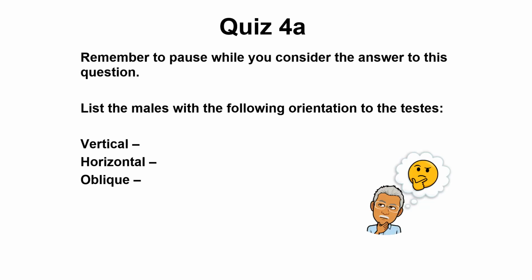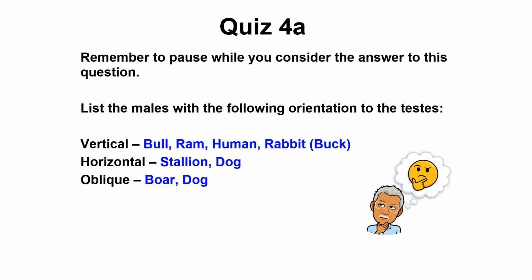For a short quiz about the topic, we are going to list down the males with the following orientation of the testes: vertical, horizontal, and oblique. For the vertical type of orientation, we have the bull, the ram, the human, and the rabbit with the buck. The horizontal type is exhibited by the stallion and the dog. And the oblique type is exhibited by the boar and the dog. For the boar, the location of the testes is on the perineum or the perineal part. For the other domestic animals, it is located in the inguinal part of the animal.